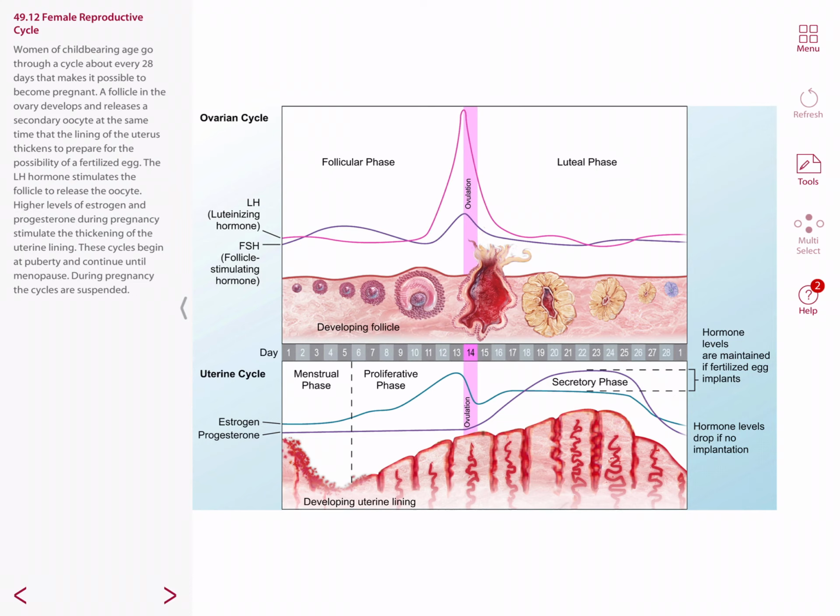Again, just one egg per cycle, and that is per uterus. So sometimes it's the right ovary, sometimes it's the left ovary. Sometimes it can be the left ovary for 6 months straight. Sometimes it can be the right ovary for 2 months straight, or vice versa, any combination thereof.